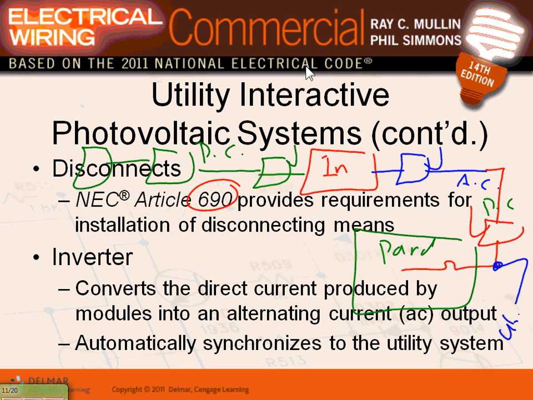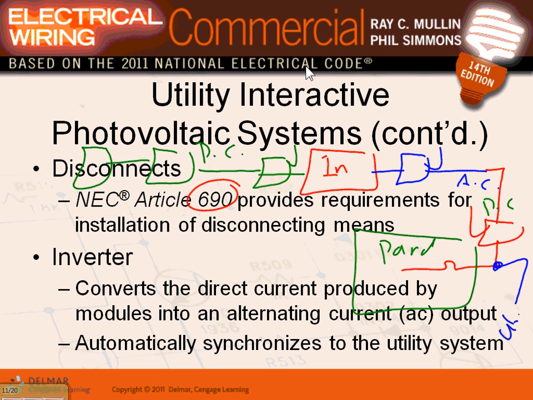Can you guys see the major disconnects that you need? The utility disconnect and the AC inverter disconnect could be the same disconnect, depending on where they're located. The DC disconnect most likely would be part of your inverter. Okay, so that's my disconnect.